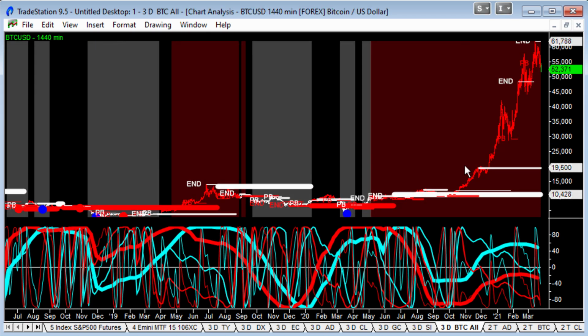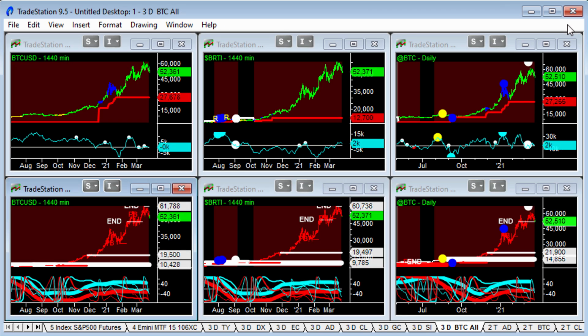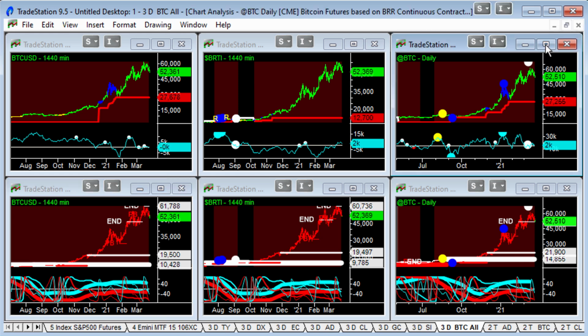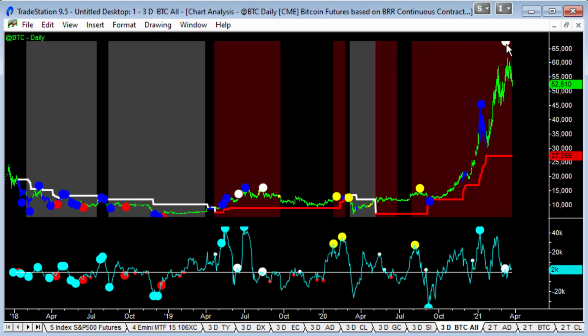They had a beautiful little pullback to end of trend, double pattern: pullback to end of trend, pullback to end of trend. So things are getting pretty extreme on the high side with a double end of trend pattern like that. And we had a bearish divergence pattern coming right up there at the 61,000 level.